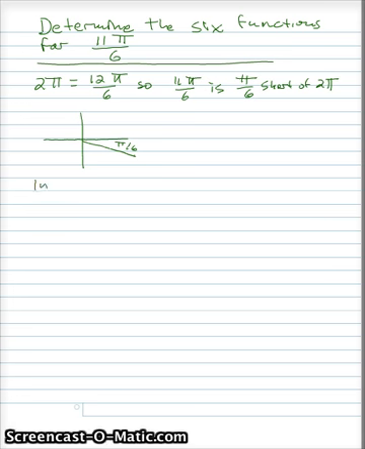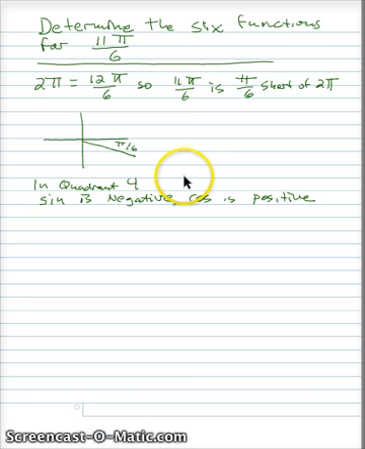Now, I want to get all 6 trig functions. What quadrant is that? 1, 2, 3, 4. You'll see x is positive, but y is negative. So sine should be negative there because the y value is negative. But cosine should be positive, because the x value is positive. Now I've done the hard work because I've got the reference angle here of pi over 6.